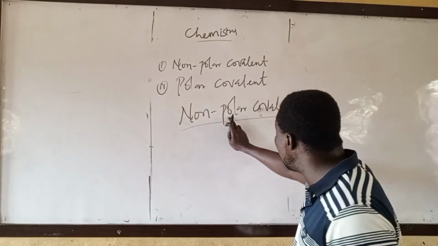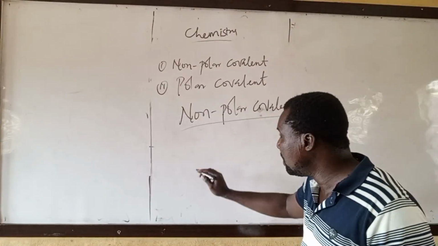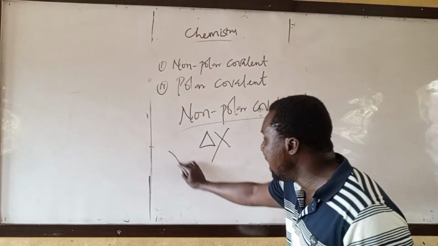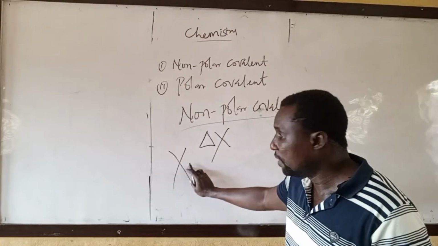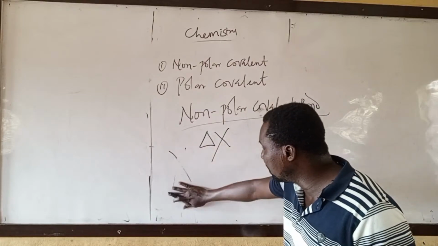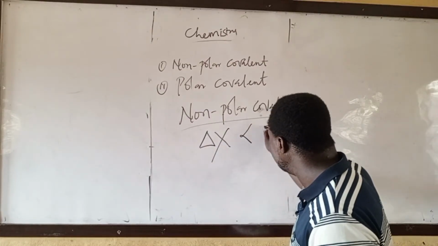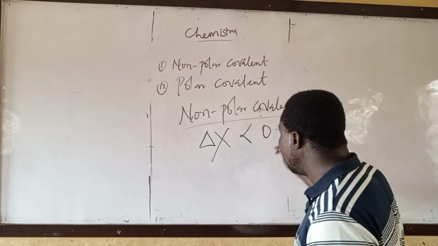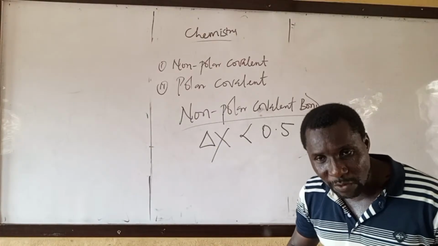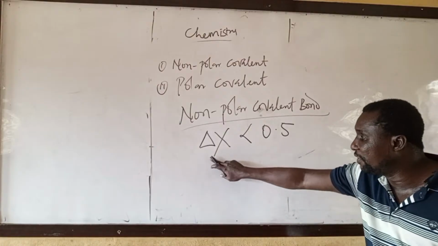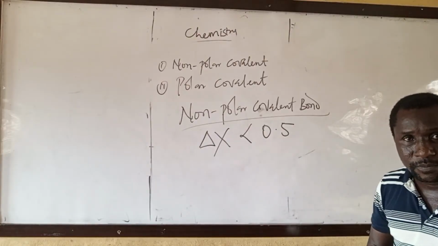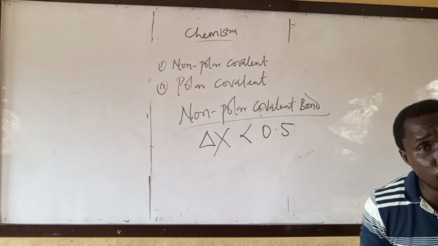For this non-polar covalent bond to occur, the electronegativity difference must be considered. When you see EN, it is electronegativity. When you see delta, it is change, which is difference. Electronegativity difference must be less than 0.5. Write it down. When the electronegativity difference is less than 0.5, the bond you will have in that molecule is what?